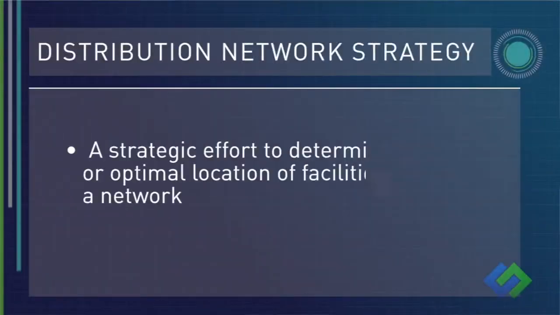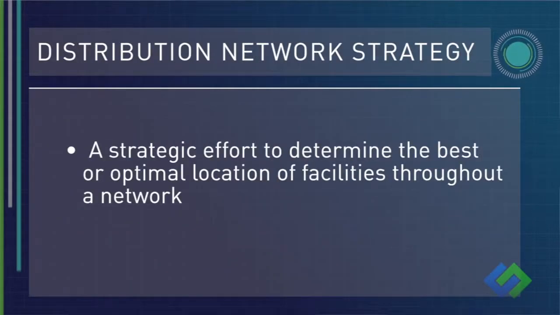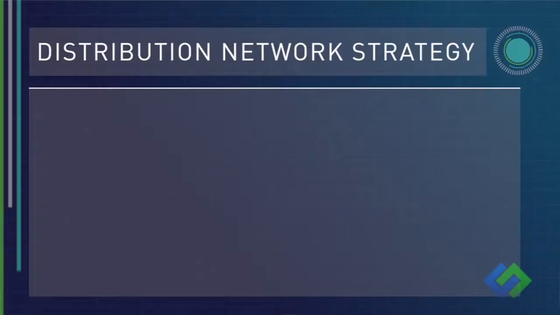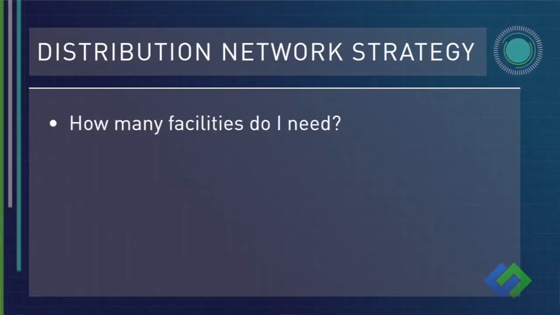Distribution network strategy is a strategic effort to determine the best or optimal location of facilities throughout a network. When I say strategic, it's because it's not done on a daily basis, an operational or tactical. It's done every several months or every year to determine how many facilities you need and what that optimal set might be. The questions that a distribution network strategy answers include: how many facilities do I need?